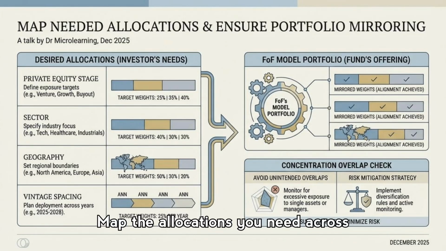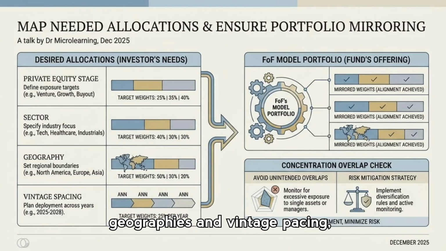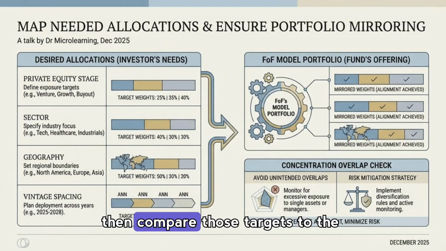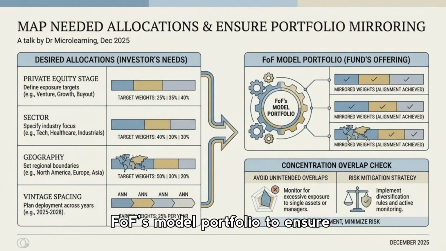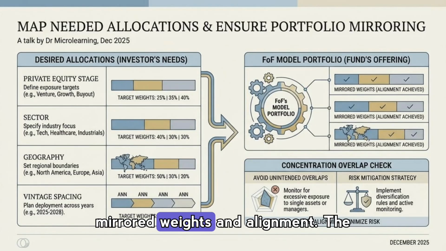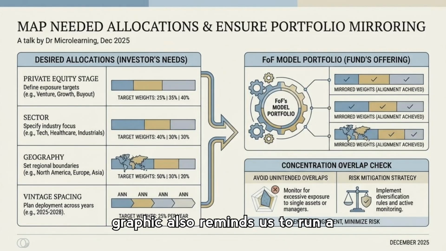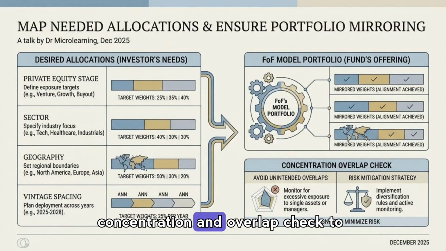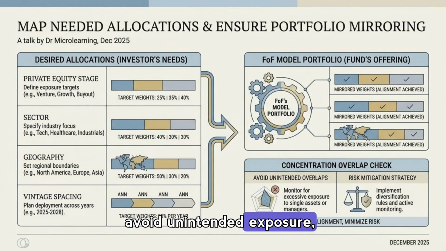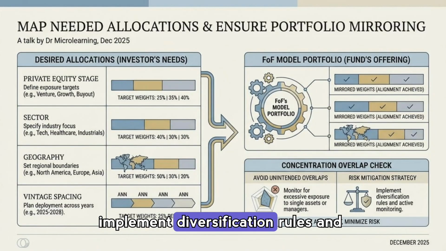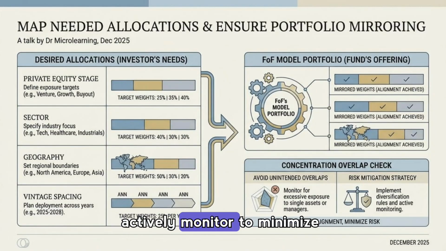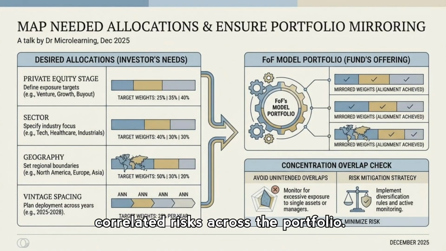Map the allocations you need across private equity stages, sectors, geographies, and vintage pacing. Then compare those targets to the FOF's model portfolio to ensure mirrored weights and alignment. The graphic also reminds us to run a concentration and overlap check to avoid unintended exposure, implement diversification rules, and actively monitor to minimize correlated risks across the portfolio.